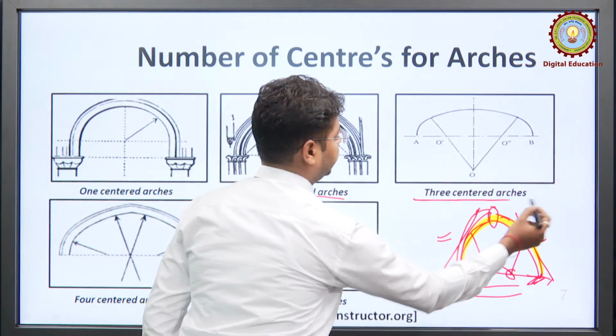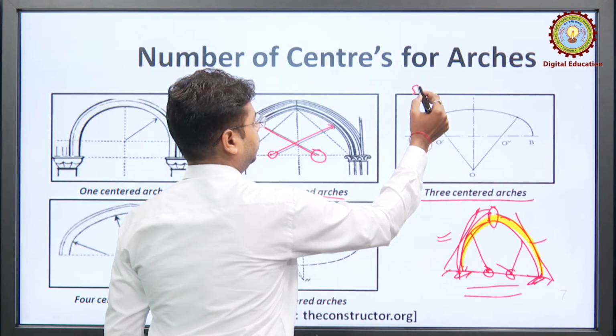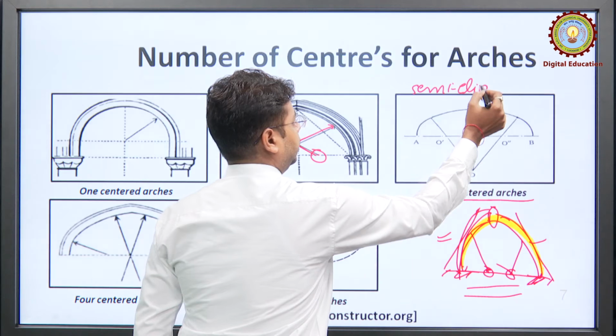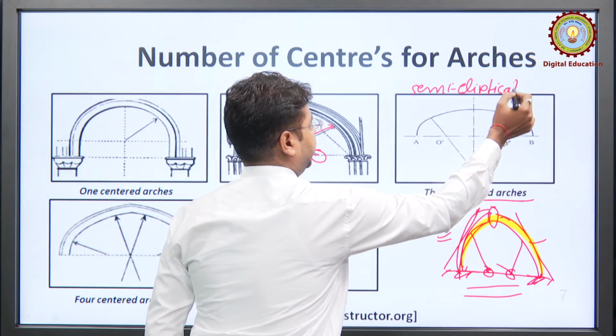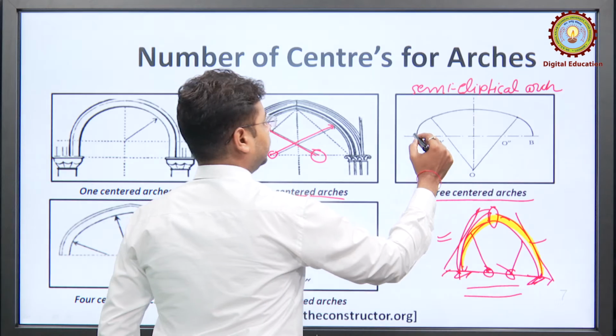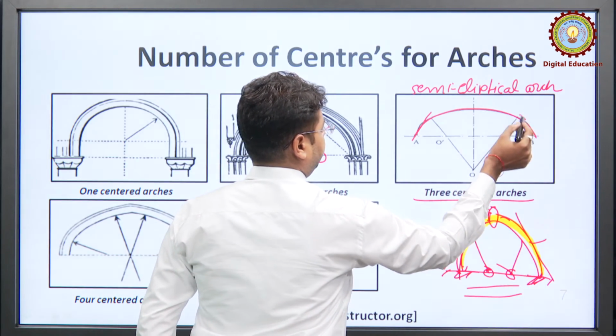Now what is the three centered arch? This is the semi elliptical arch. In the semi elliptical arch, there are three tangents.